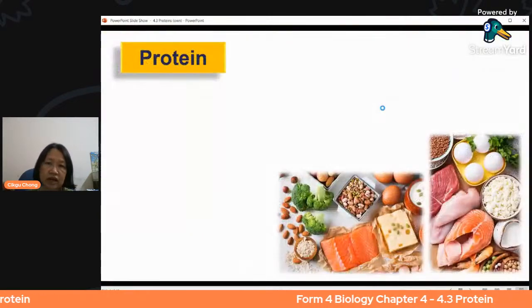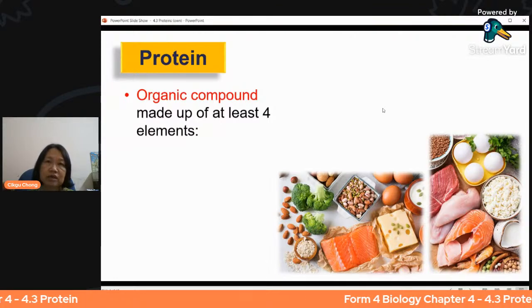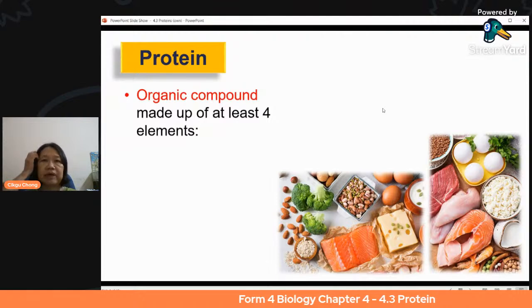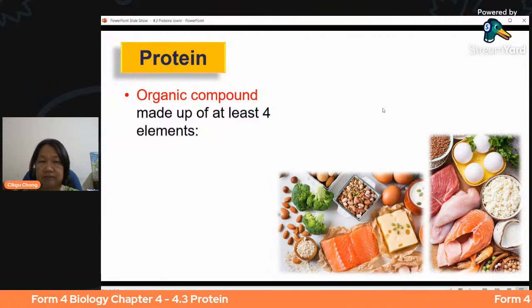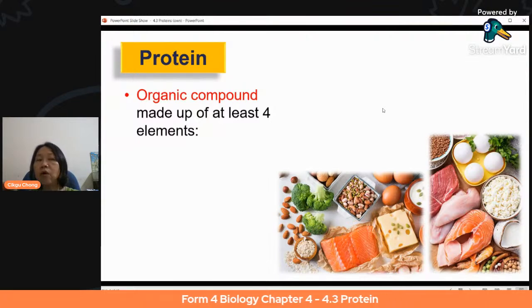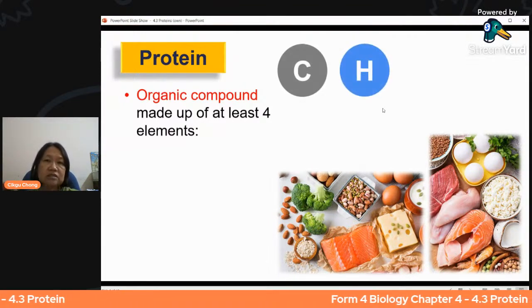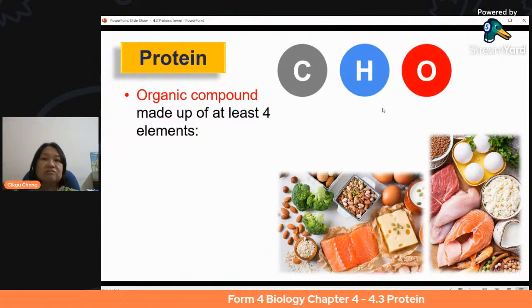If you look at food that has protein, protein is a complex organic compound. It is a very complicated molecule, and there are at least 4 elements inside protein. I say at least, that means it's the minimum. There are other proteins which have more elements as well. So let's look at the 4 basic elements: carbon, hydrogen, oxygen, and nitrogen.